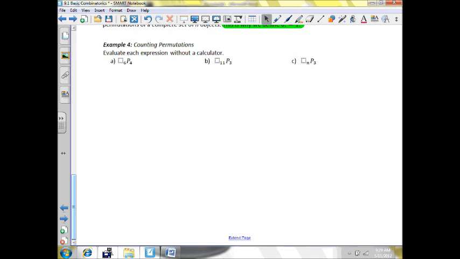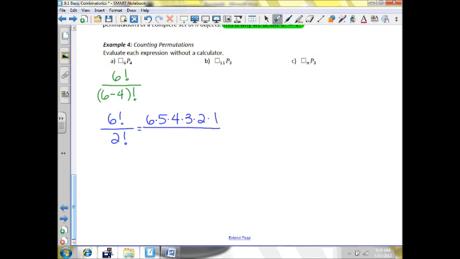So evaluate each expression without a calculator. So what we're going to do here, n is 6, r is 4. So we're going to have 6 factorial over 6 minus 4 factorial, which would really be 6 factorial over 2 factorial, which means 6 times 5 times 4 times 3 times 2 times 1 over 2 times 1.